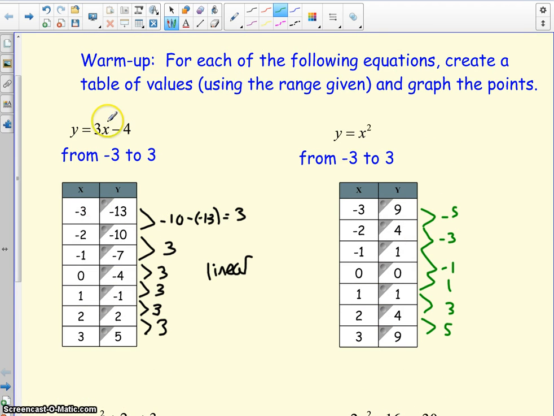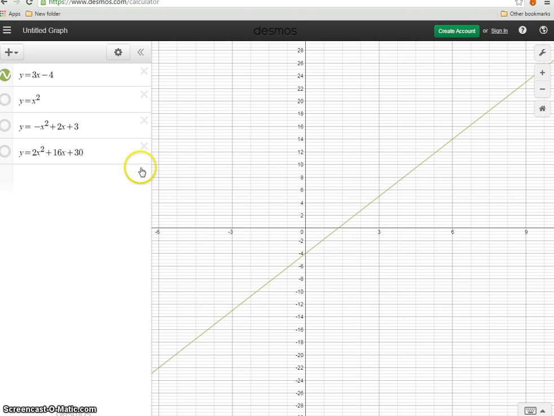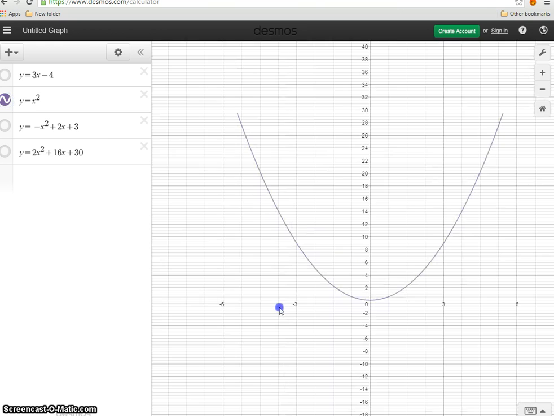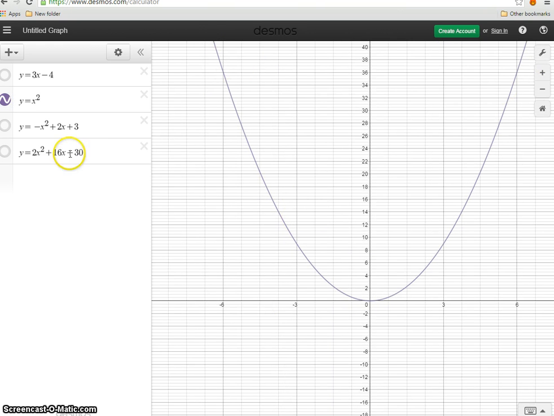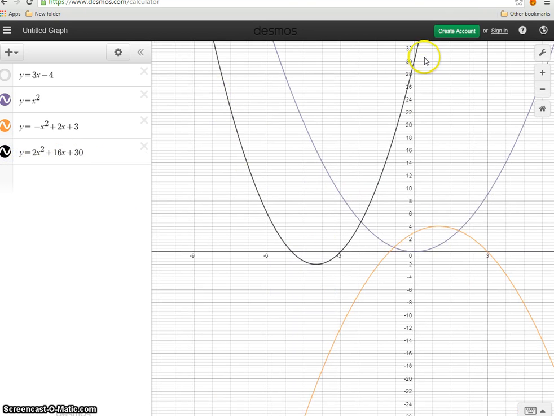So if you look at the first one, y equals 3x minus 4, where the first differences were constant, we'd expect that to be linear, and we can see from the graph there that it is. Okay, now let's try these other ones here, the ones that didn't have constant first differences. So here's y equals x squared. Okay, so it looks like a curve. Here's a third one, y equals negative x squared plus 2x plus 3, also a curve. This one seems to be opening down instead of opening up. And the last one here, again, just another curve.